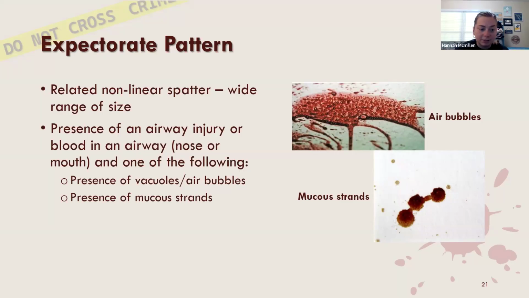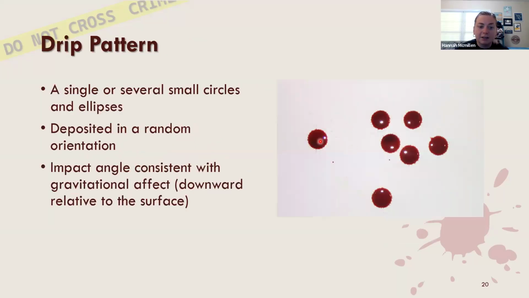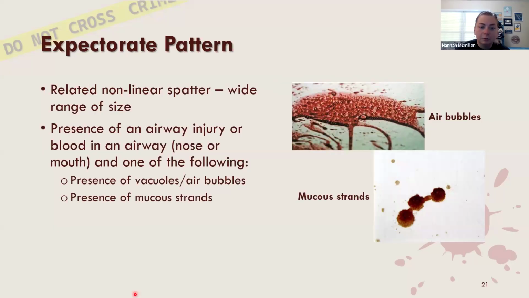As we saw in the previous slide, when you're standing in one place, you just see those stains all together and there's nothing that's connecting them. So in order for them to connect together, we're going to be seeing those mucus strands, and that's what tells us that this is an expectorate pattern.